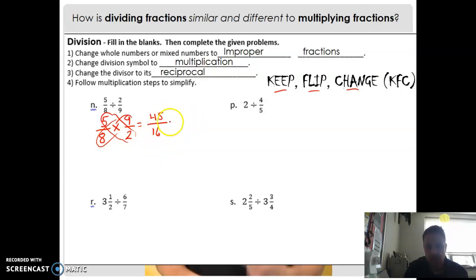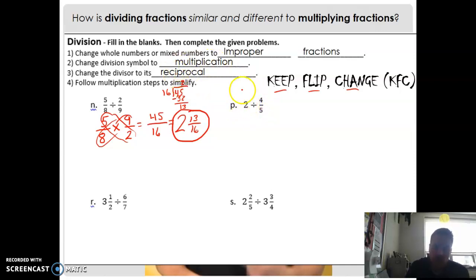Let's see, 16 goes into 45 2 whole times. If I do 2, that gives me 32. Subtract, I get 13. So I'm going to get 2 and 13/16. Now I'm going to try to simplify this as I can. That's a prime number. I cannot simplify it. That's my final answer.